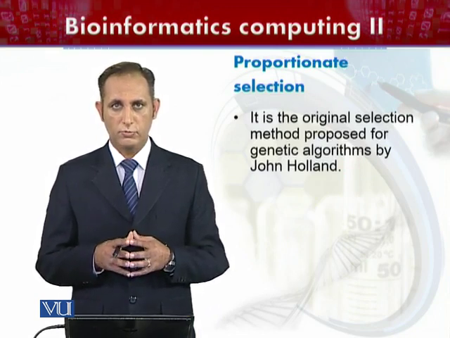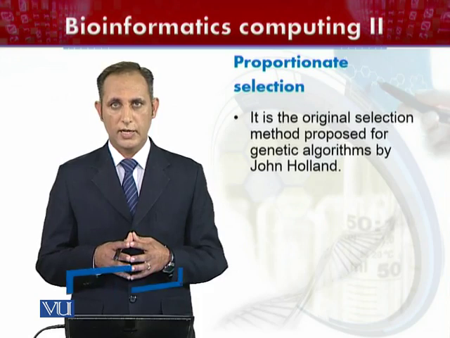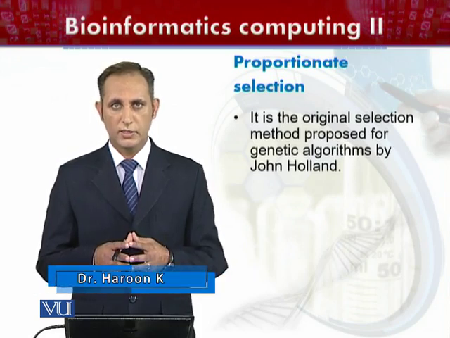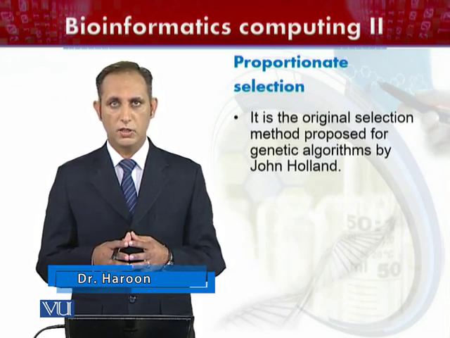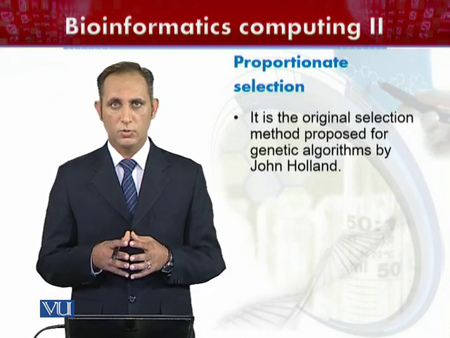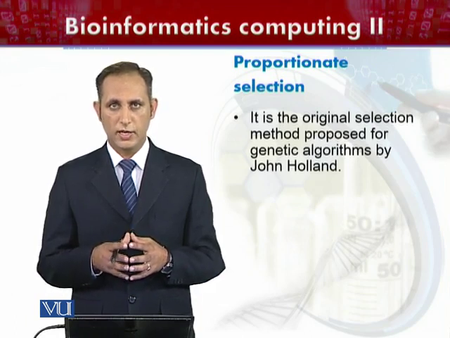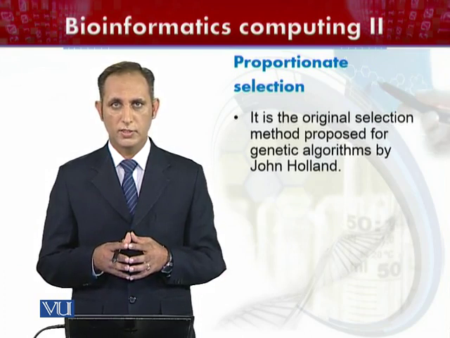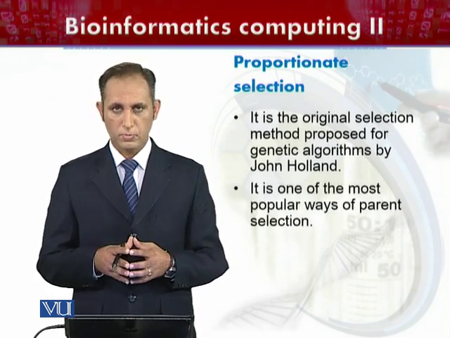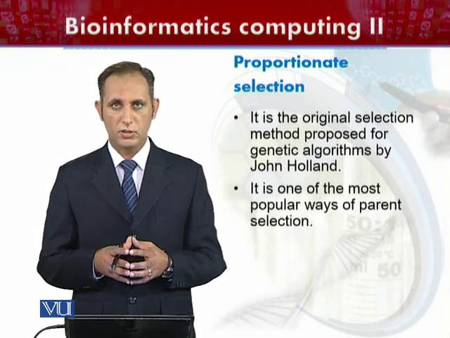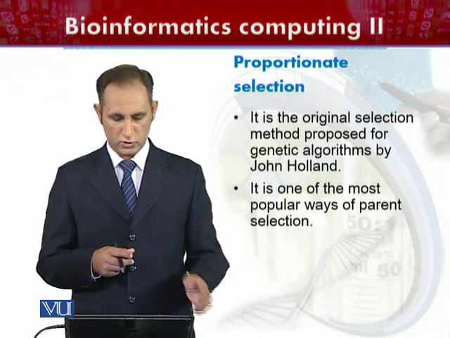The proportionate selection method, or fitness proportionate selection method, is actually the original selection criterion which was proposed for genetic algorithms by John Holland. John Holland was the creator who proposed genetic algorithms. He also initially proposed a selection criterion which is still majorly used for selection of parents in a genetic algorithm. This is one of the most popular ways for parent selection in different types of genetic algorithms, and also one of the most successful strategies for parent selection.